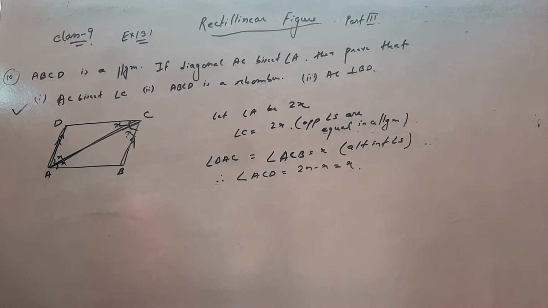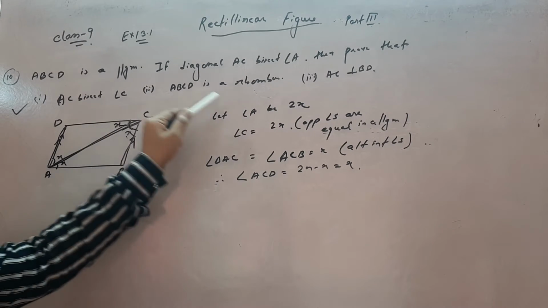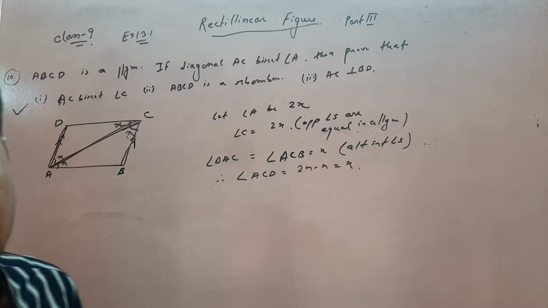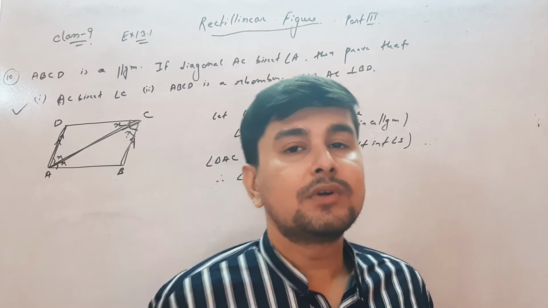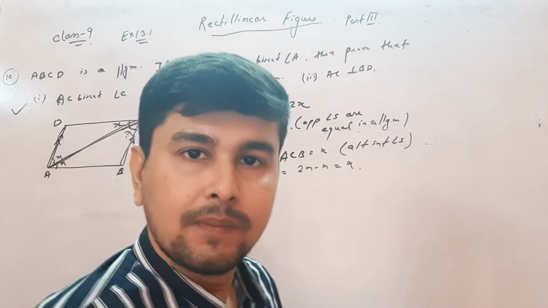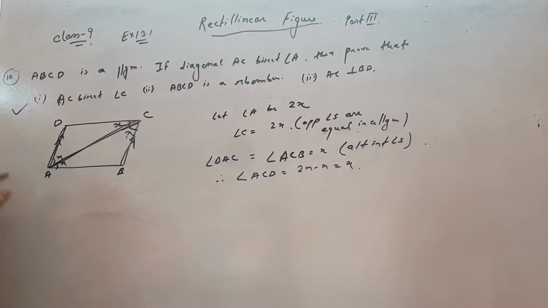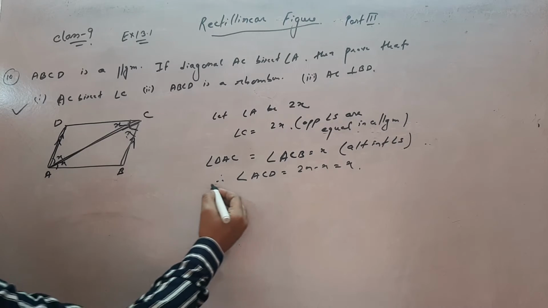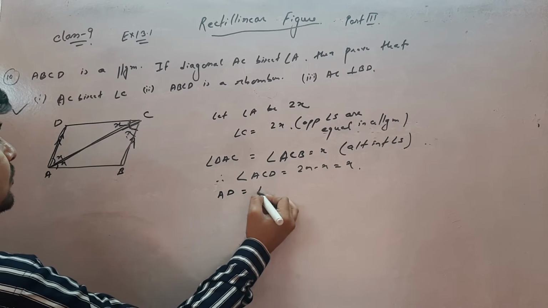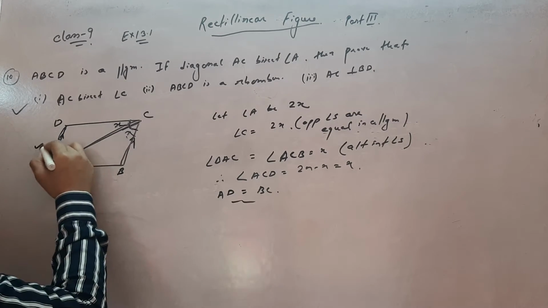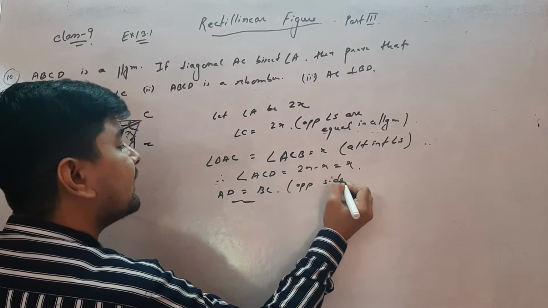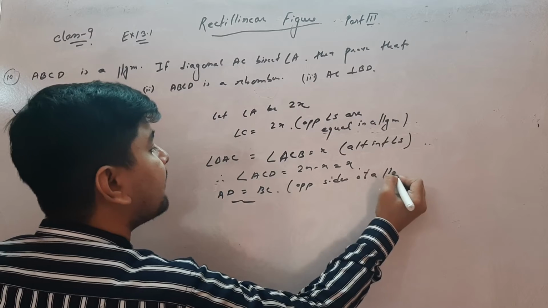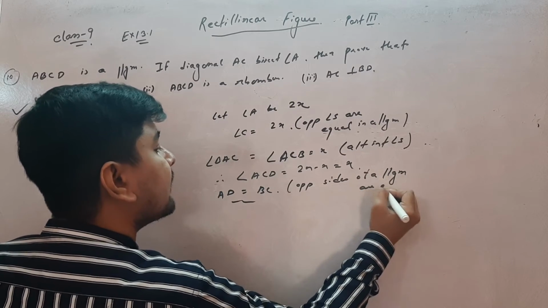Okay, it's time to prove that ABCD is a rhombus. ABCD is a rhombus, that means what? All sides of the rhombus are equal. So first of all we know that AD equals BC. This one you know, opposite sides of a parallelogram are equal.